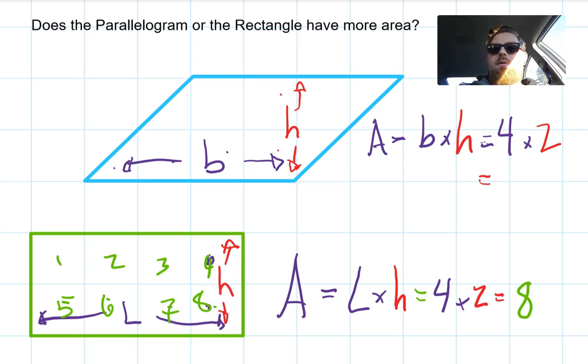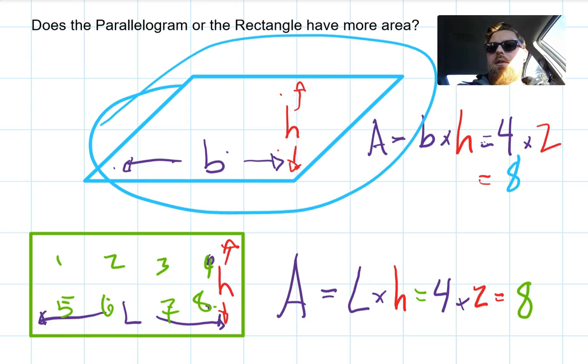So the area for this parallelogram is 4 times 2. And so for this, again, for this blue parallelogram, that means 8. So what that means, what it's telling us, or what it's telling me, is that in all of this parallelogram, the area is 8 squares.